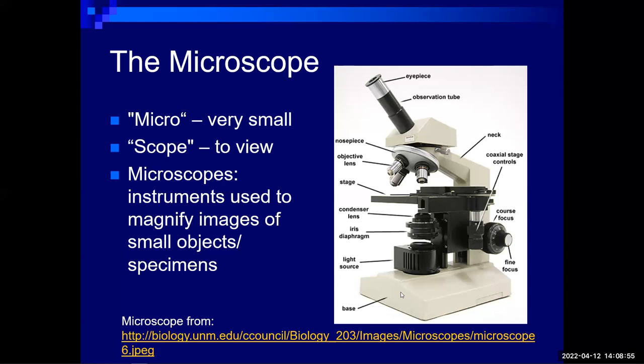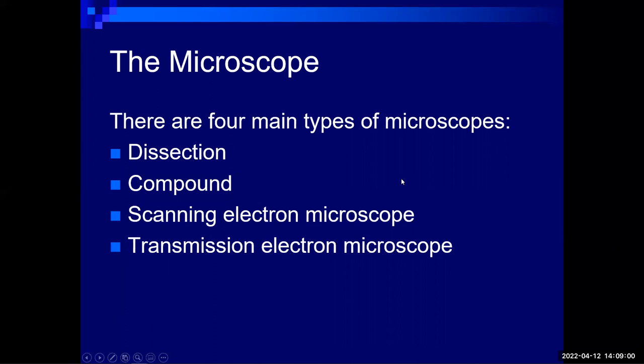All right, in terms of microscopes, there are four major microscopes: the dissection, compound, scanning electron, and transmission electron microscope. These are the main ones. For the purpose of this course, the main one we'll be looking at is the compound microscope. We don't have the funds for the scanning and transmission electron microscope.